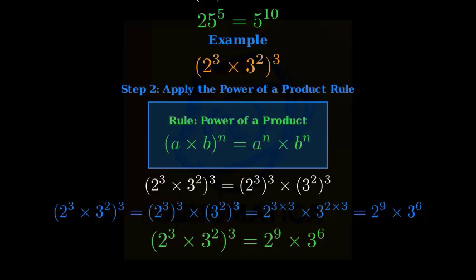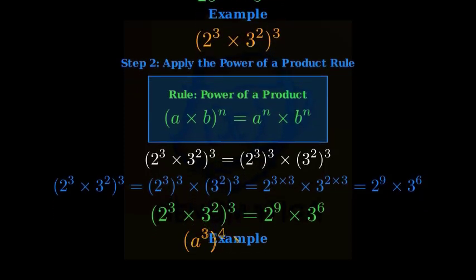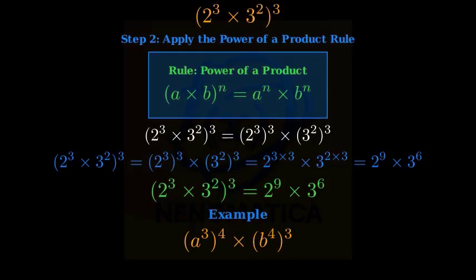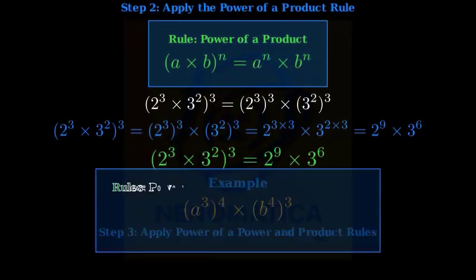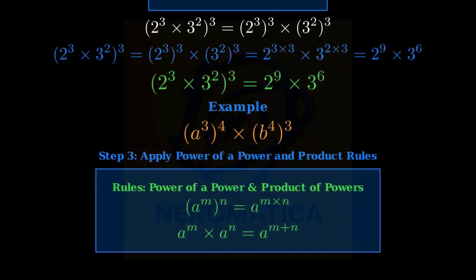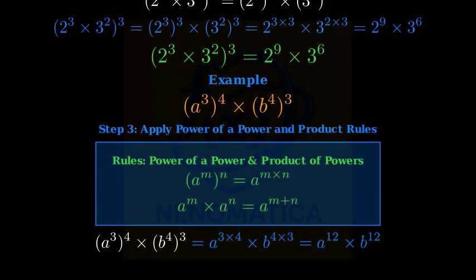We have a to the power of 3 raised to the power of 4, multiplied by b to the power of 4 raised to the power of 3. For this example, we'll first apply the power of a power rule to both terms. For the term with variable a, we multiply 3 by 4 to get 12. For the term with variable b, we multiply 4 by 3, which also equals 12. Now we have a to the power of 12 multiplied by b to the power of 12.